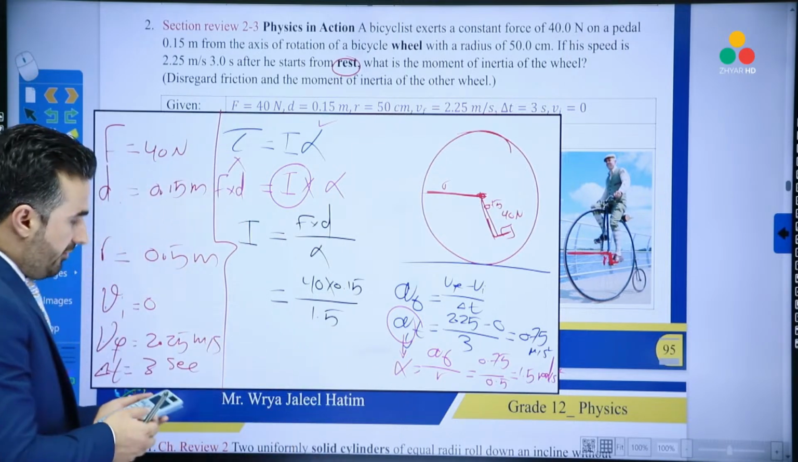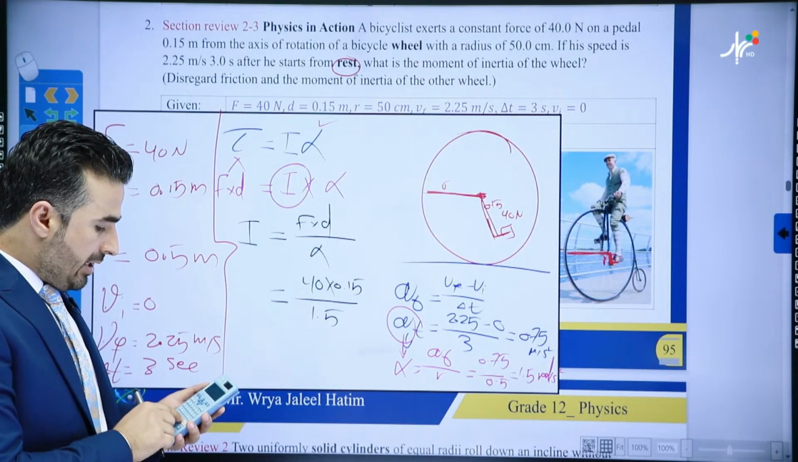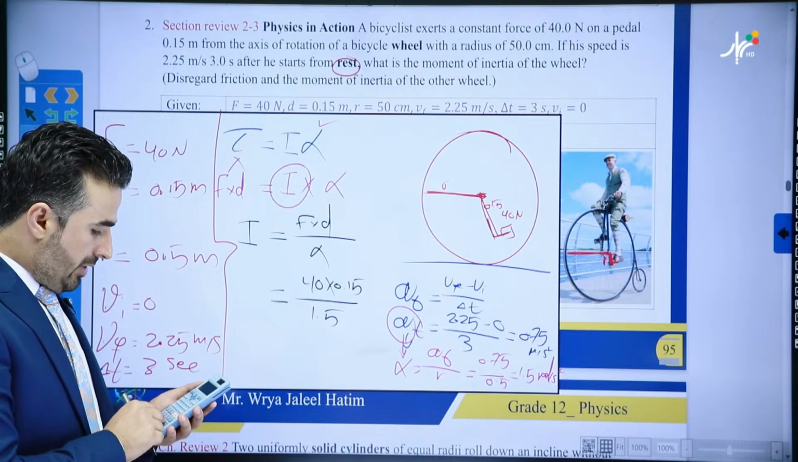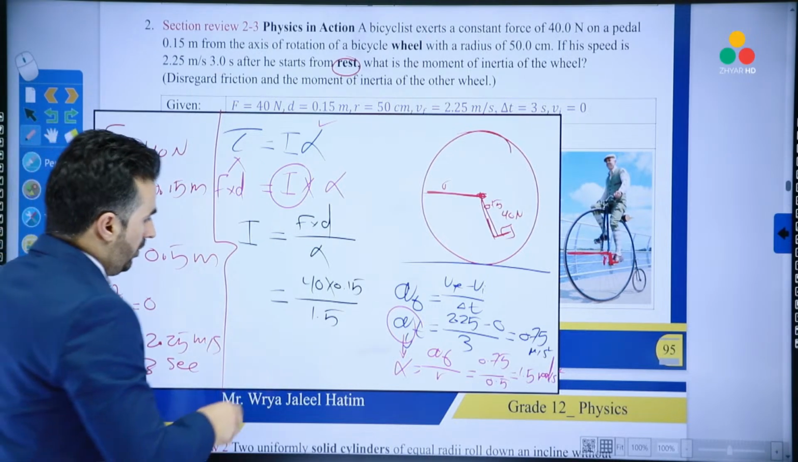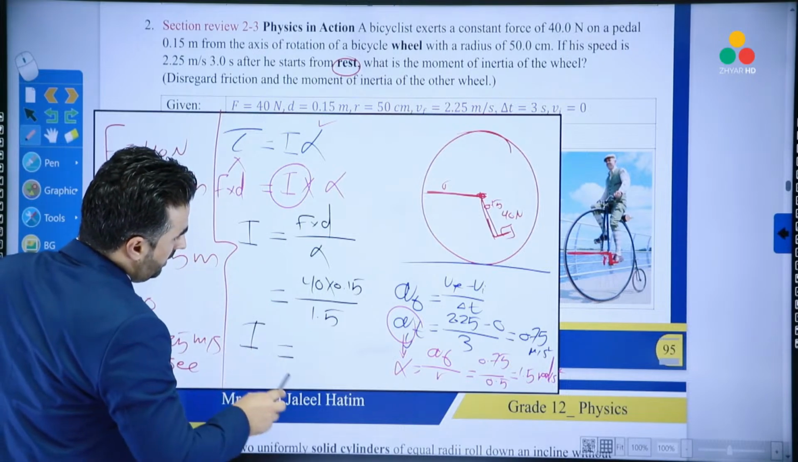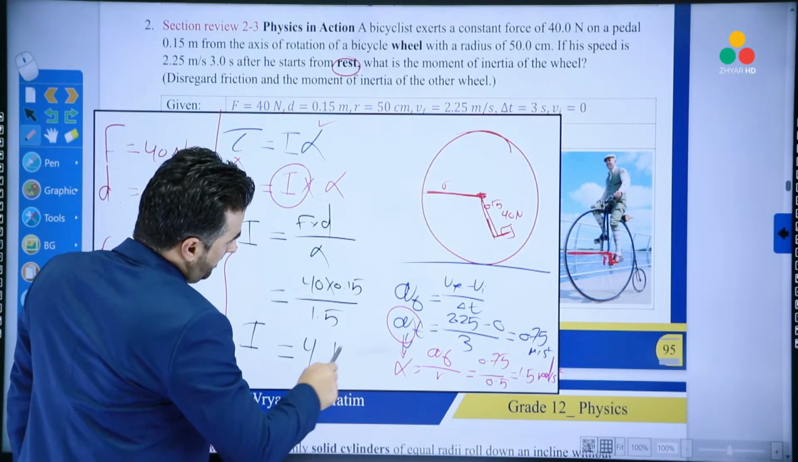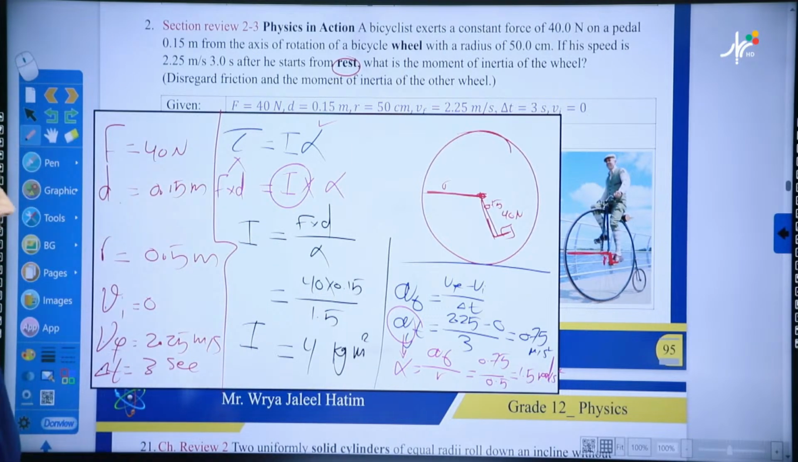All right, so 40 multiplied by 0.15, that is 6, divided by 1.5, that is equal to 4. So moment of inertia equals 4. What is the unit of the moment of inertia? That is, of course, kilogram meter squared. And that is how you would do it.